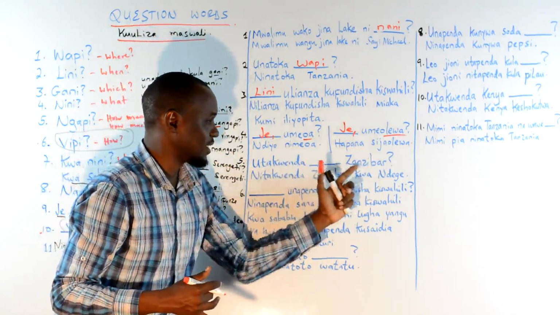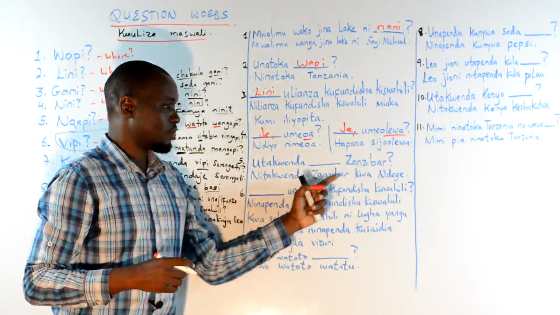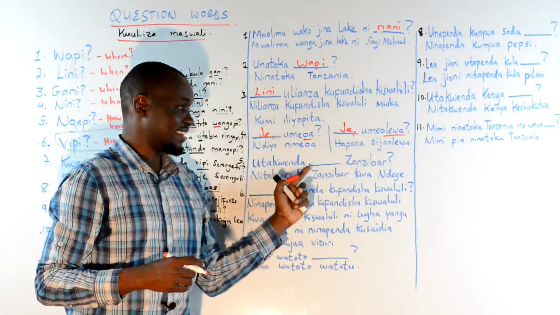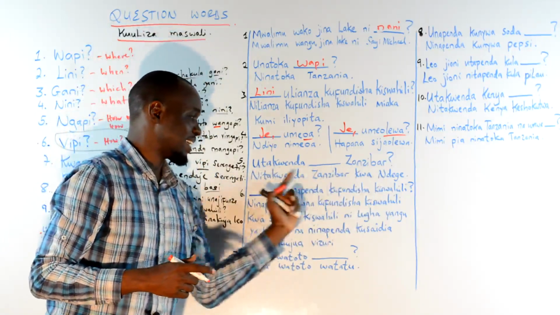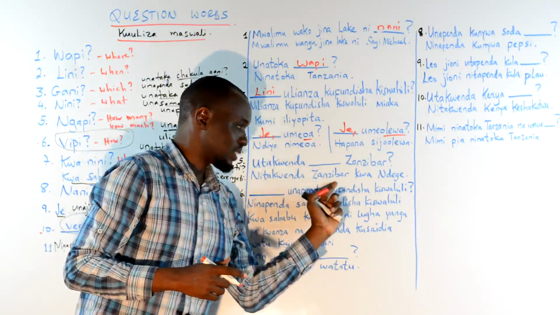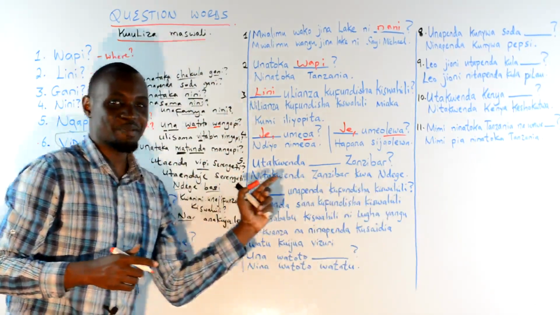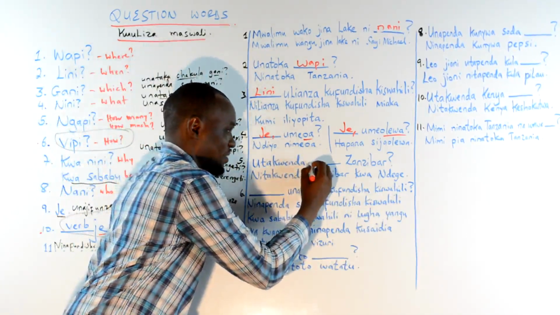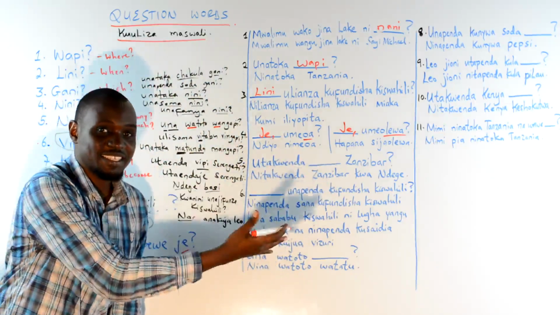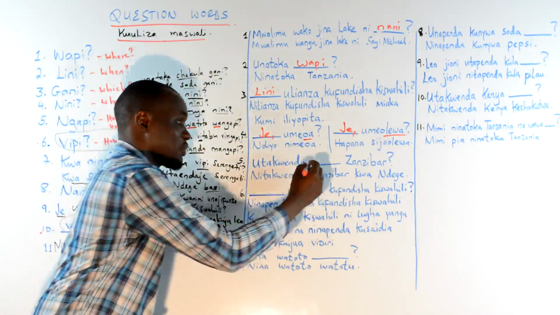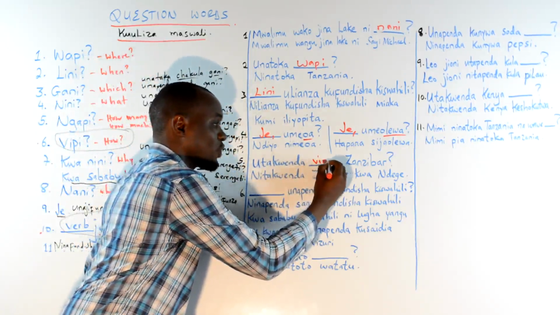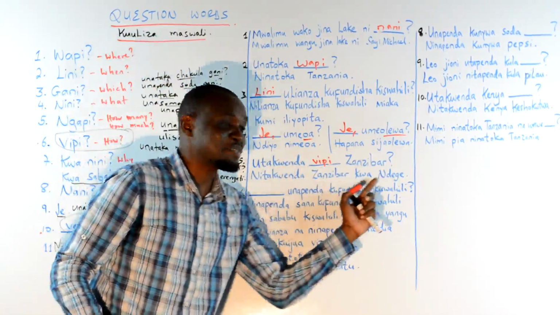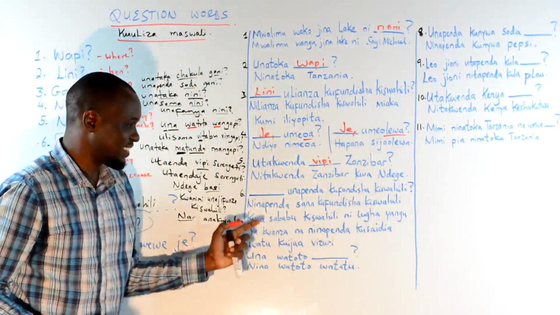Utakwenda dash Zanzibar. Nitakwenda Zanzibar kwa ndege. Nitakwenda is I will go to Zanzibar by a plane. So what will be the question? Utakwendaje. So either you say utakwendaje Zanzibar, or you say utakwenda vipi Zanzibar. So you put either one. Nitakwenda Zanzibar kwa ndege. Okay, let's see this.